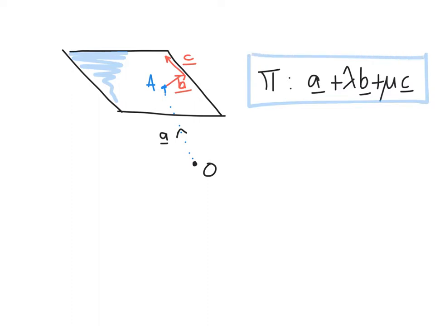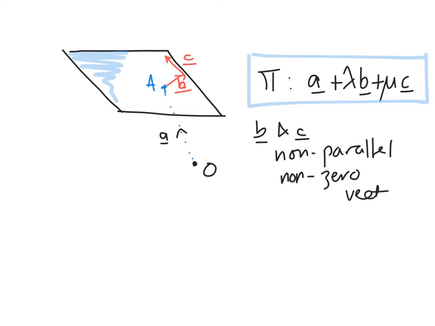So the plane is described as vector A plus lambda B plus mu C. Now, as long as B and C are not parallel and they are not 0, we will be fine. So B and C are non-parallel, because if they're parallel, they're the same vector in a sense. They need to have two different orientations and be non-zero, so they actually have a quantity and will actually move us around. Hopefully that's a fairly intuitive way.